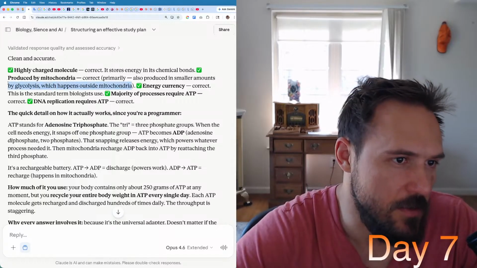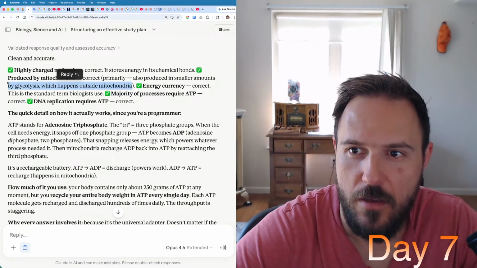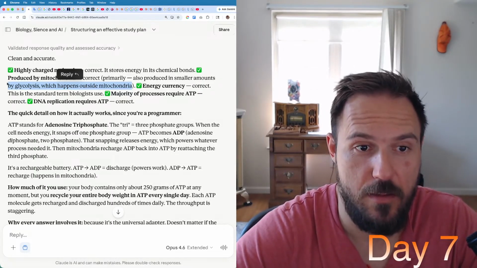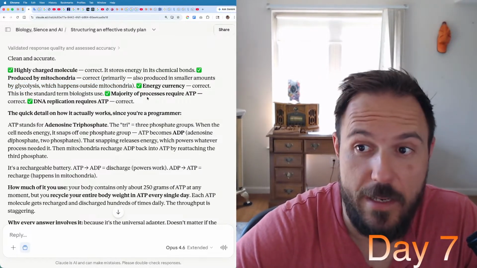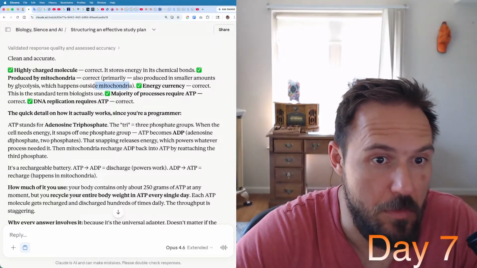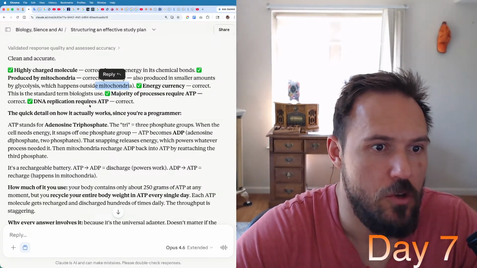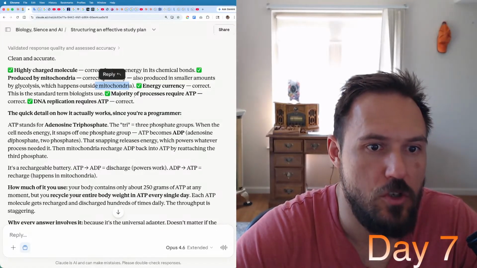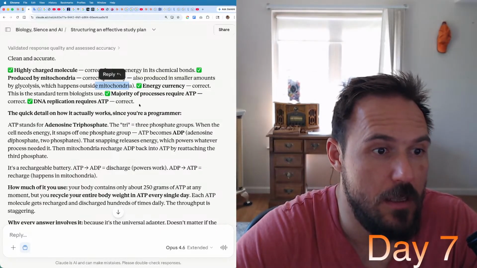I think this is for anaerobic respiration, when they produce 2 ATP. Maybe wrong. Energy currency, correct. This is a standard term biologists use. Majority of processes require ATP, correct. DNA replication requires it, correct.